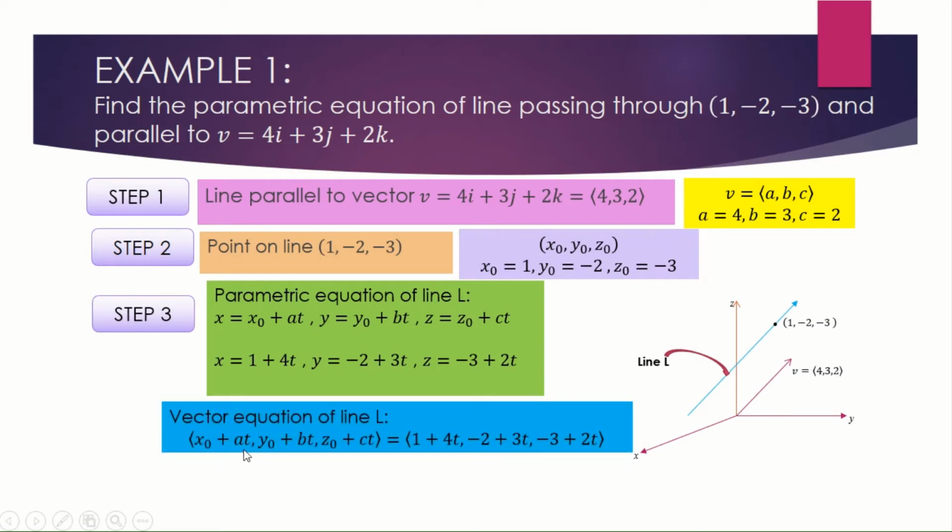And this is the vector equation of the line. We just take x, y, and z and put them in vector form. That is the vector equation of line L. And this is the symmetric equation of line L. We replace x naught with 1 and a with 4, so x minus 1 divided by 4, y plus 2 divided by 3, and z plus 3 divided by 2. So this is the parametric equation, vector equation, and symmetric equation of the line, given the point and the vector parallel to it.